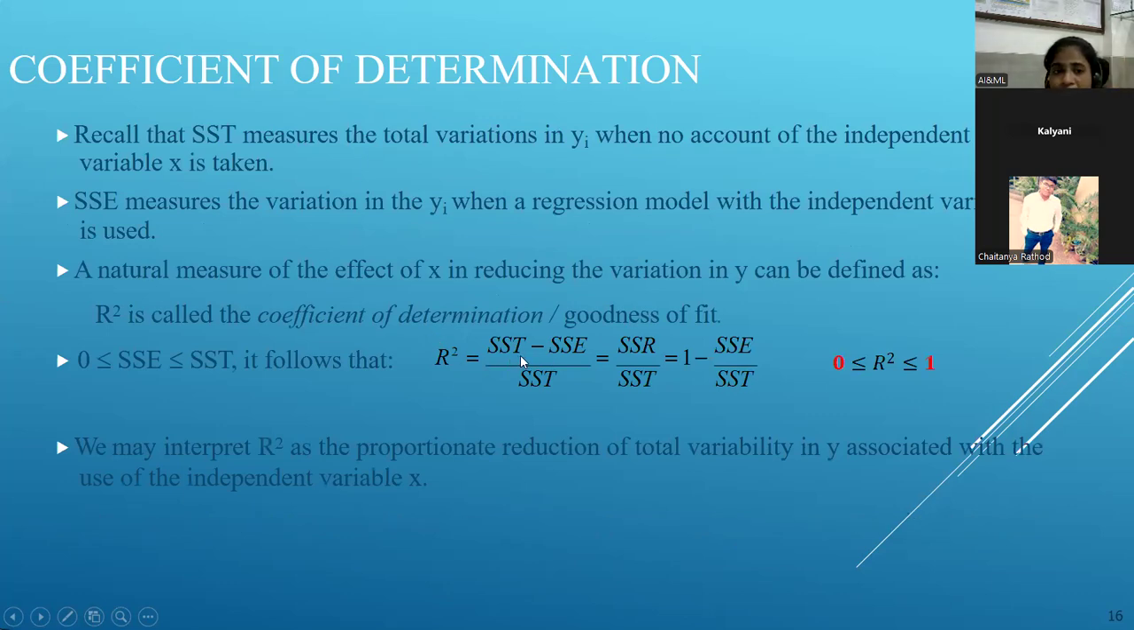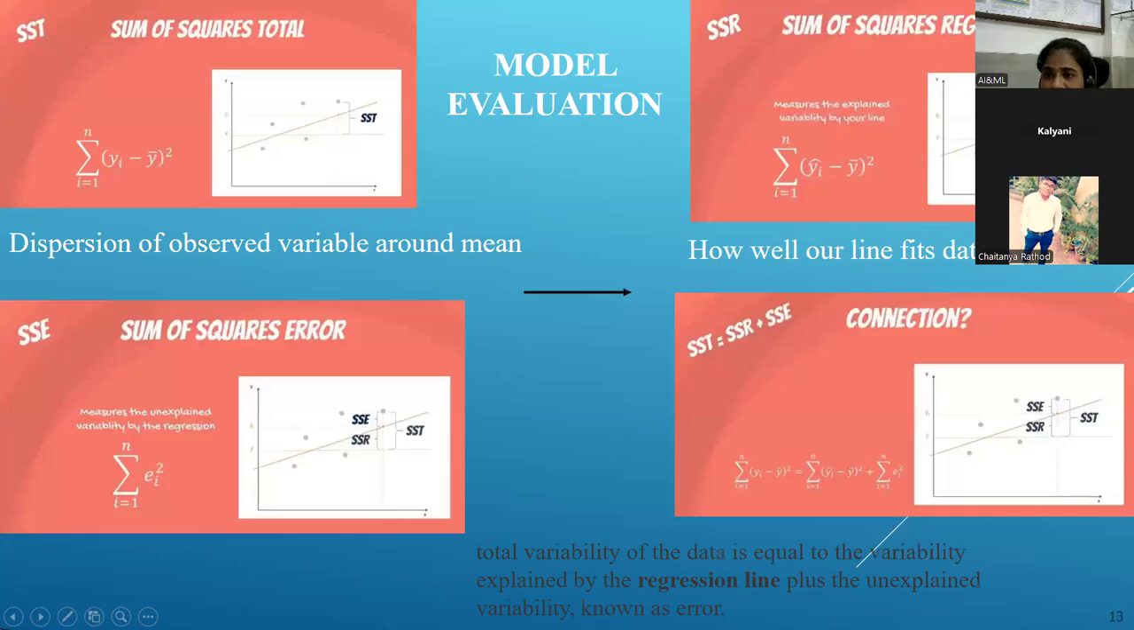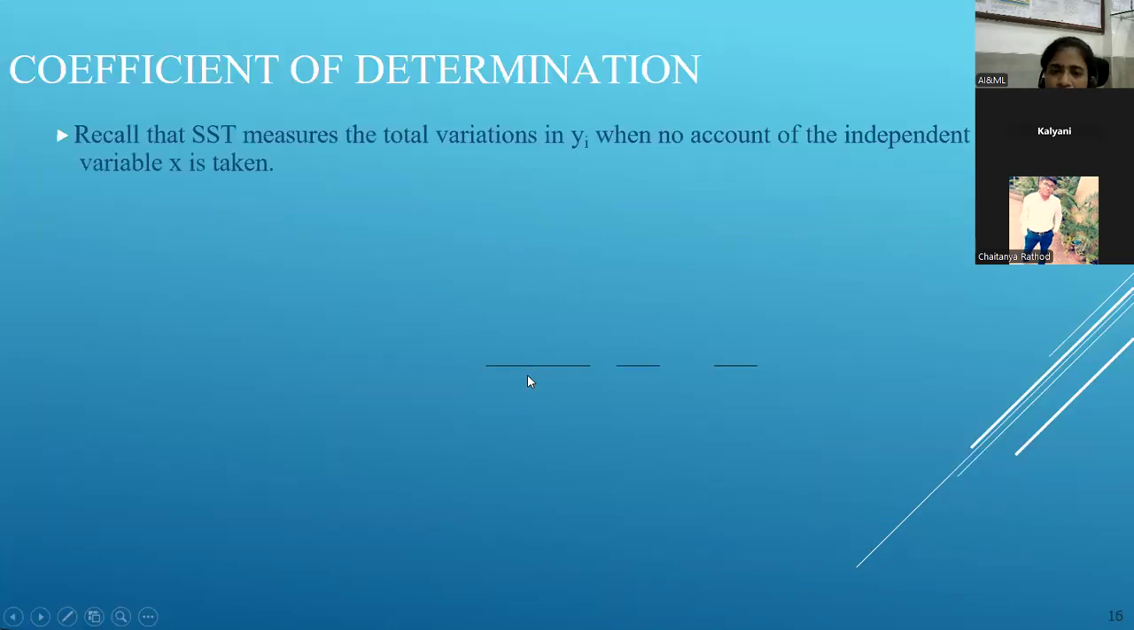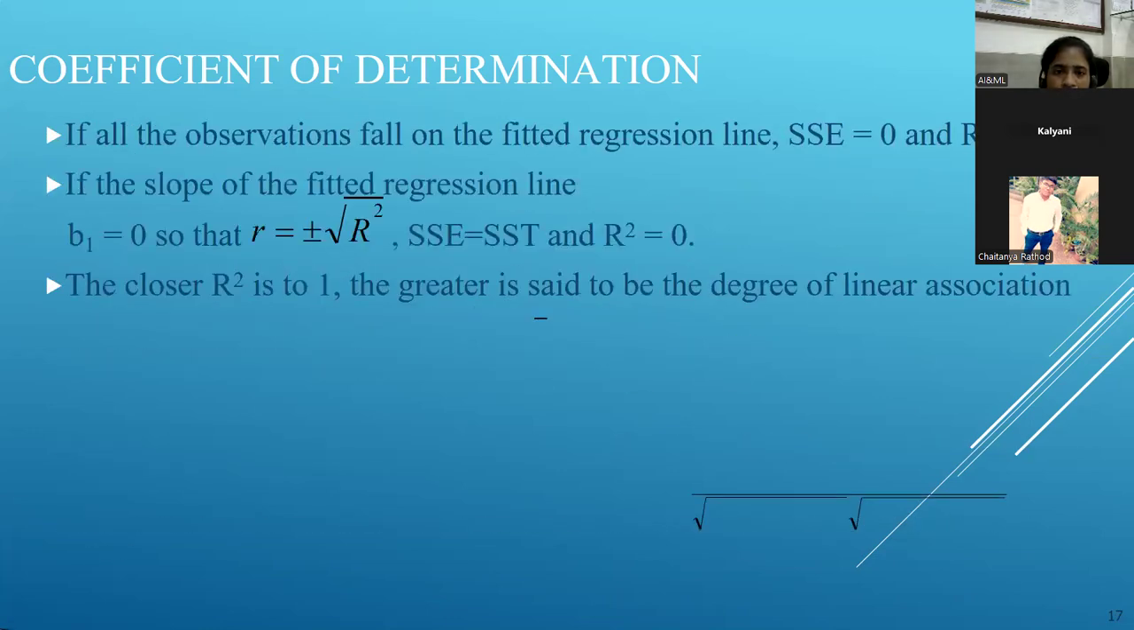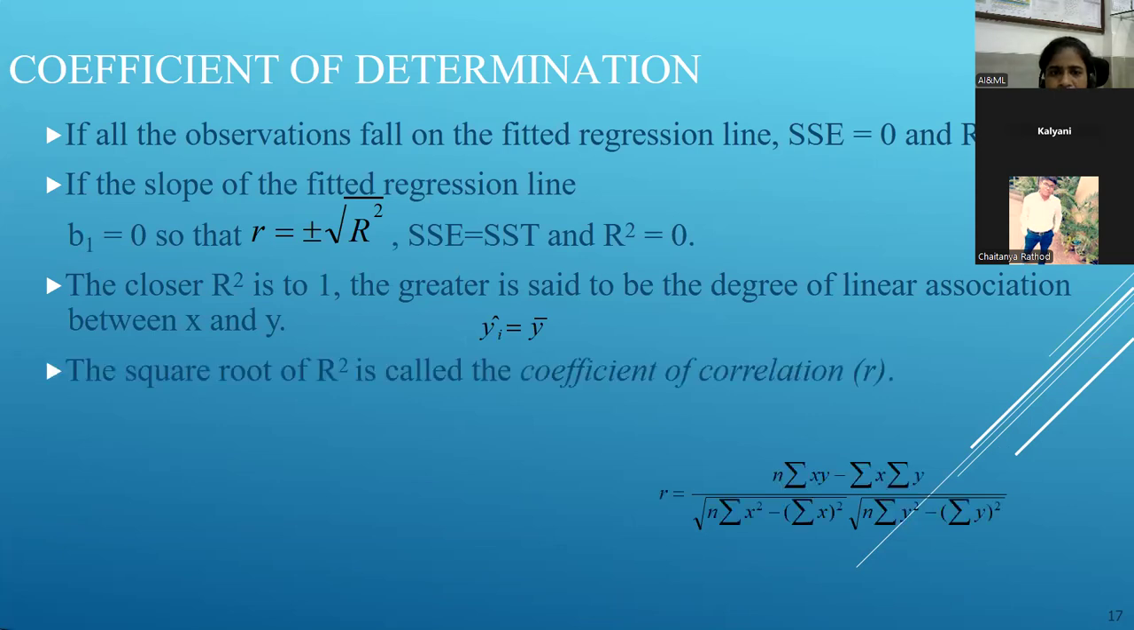Why will it be a bad model? Because what I said, this line is lying around the mean. For any value of x, you're getting the same value of y. Is this a good model or a bad model? For any value of x, if you get the same value of y, yes, Kalyani? Bad model. It is a very bad model, and that is why capital R square value is coming out as 0. The closer R square is to 1, the greater is the degree of linear association between x and y.